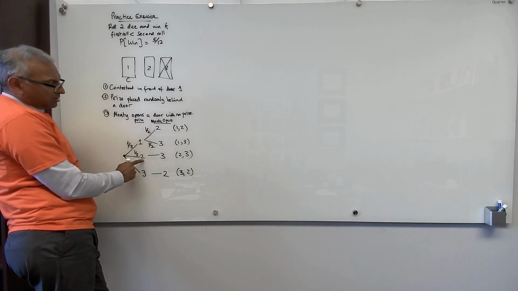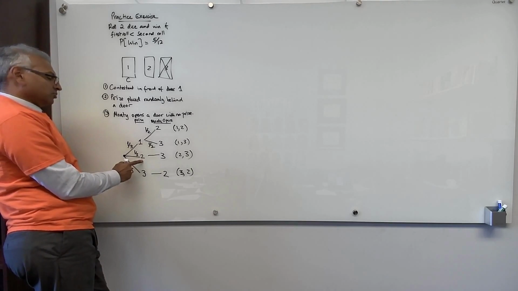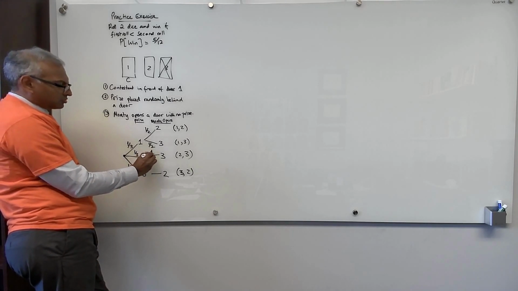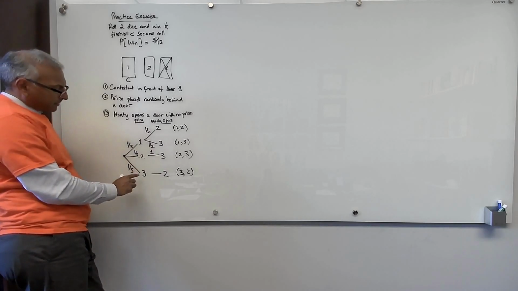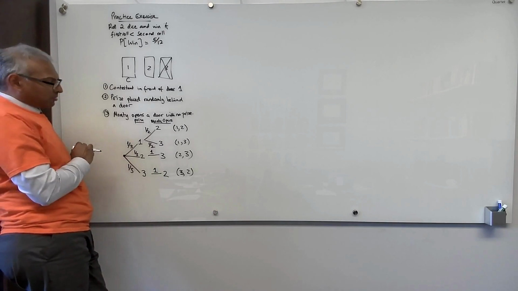And here, all the time, if you get to this point where the prize is behind door 2, all the time door 3 is open. So all the time corresponds to a probability of 1. Okay, and here all the time door 2 is open. So all the time corresponds to a probability of 1.